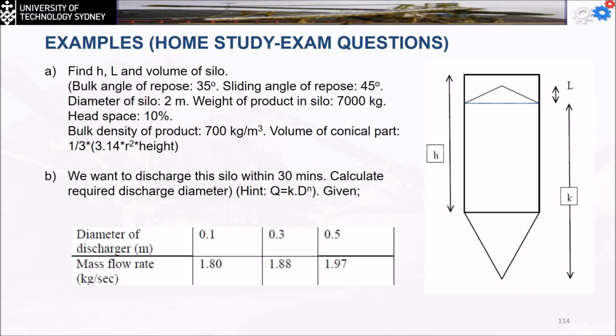And the volume of the conical part can be found by using this equation. Now, after we calculate the volume here, we want to discharge the silo within 30 minutes. We have to calculate the required discharge diameter, and you are going to hear that the Q, which is the flow discharge rate, is going to be equal to K, D to the power N, giving these values. Diameter of the discharge, and what will be the mass flow rate. So you have an equation, and you have to use this equation to find the minimum value of the D using the discharge equations we had earlier.